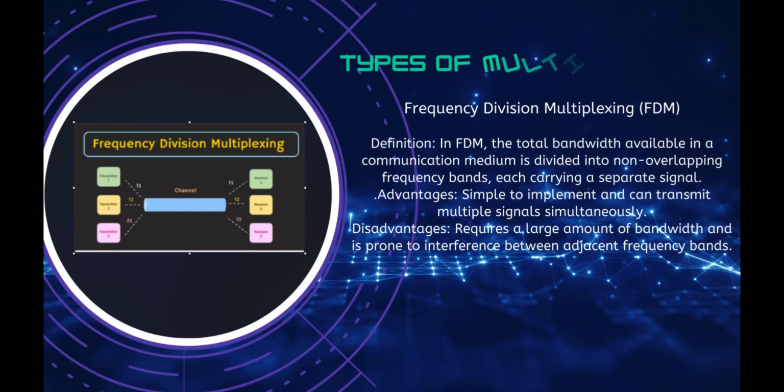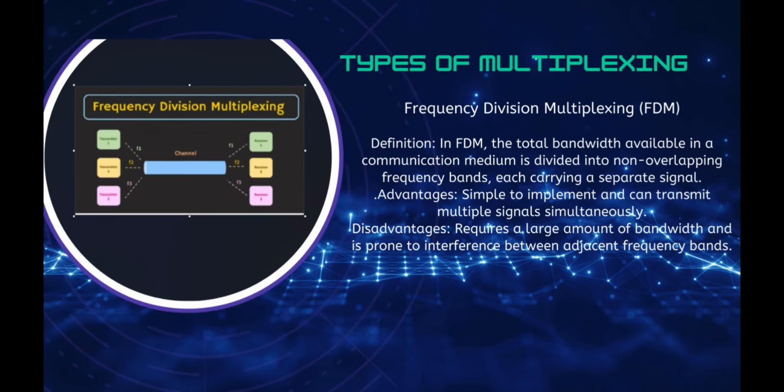Firstly, frequency division multiplexing (FDM). Definition: in FDM, the total bandwidth available in a communication medium is divided into non-overlapping frequency bands, each carrying a separate signal. Advantages: simple to implement and can transmit multiple signals simultaneously. Disadvantages: requires a large amount of bandwidth and is prone to interference between adjacent frequency bands.